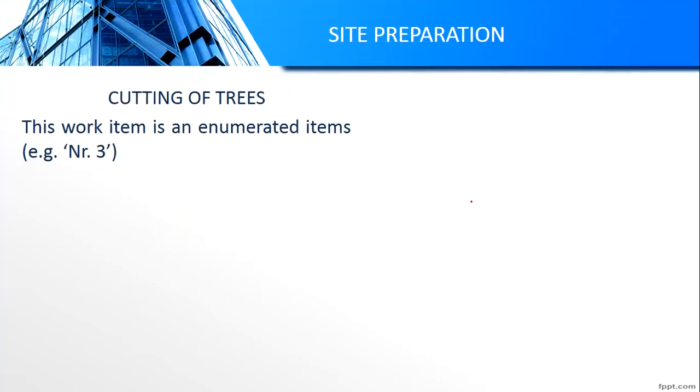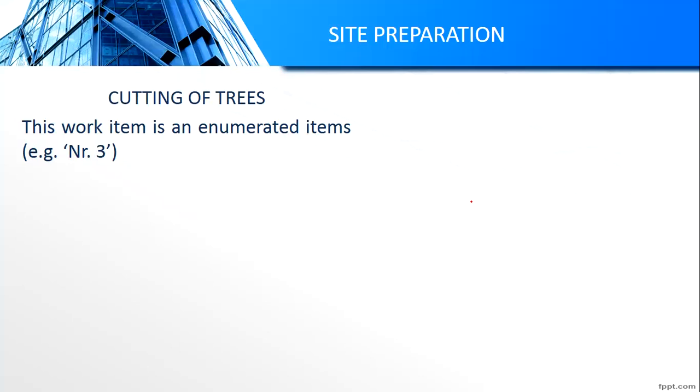So, site preparation. As I said, under site preparation, we have cutting of trees, and this work item is measured in numbers. For our taking off sheet, we have four major quantities.